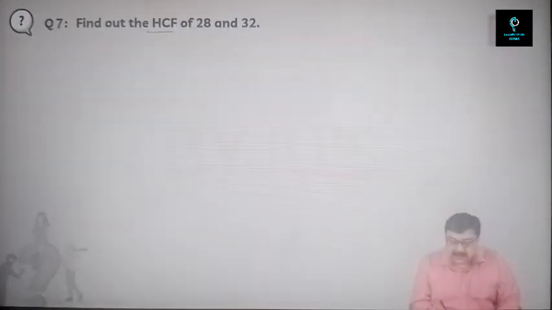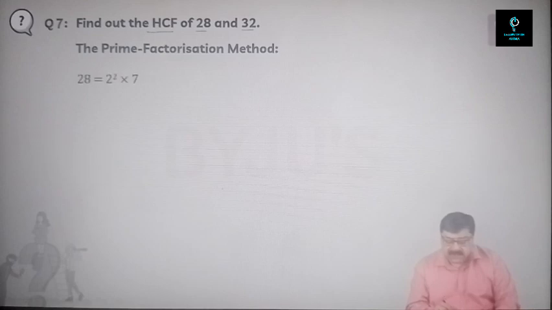Now let us learn the method of finding out the HCF, the highest common factor, of 28 and 32. The very first method is prime factorization, as we have discussed. So let us prime factorize 28 and 32. In 28, the highest power of 2 is a square, that is 4, because it is not divisible by 8, which is 2 cube, but it is divisible by 4, which is 2 square. So 4 into 7 is what we have here, and 32 is anyhow 2 power 5.